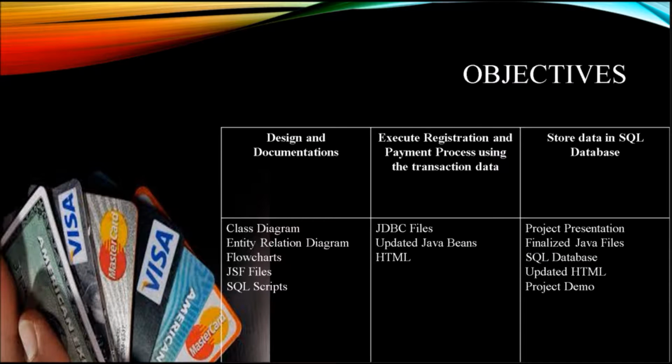For the objective, we have the class diagram, entity relations diagram, the flowchart, the JSF files, and SQL script. To execute the registration and payment process using transaction data, you would have the JDBC files, update Java Bean, and HTML. To store data in the SQL database, it is project presentation, finalize Java files, SQL database, update HTML, and project demo.